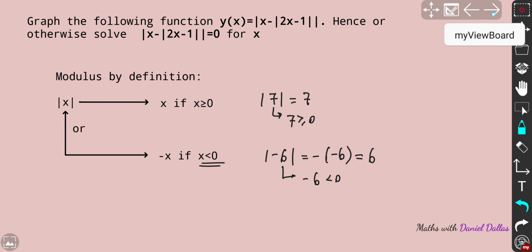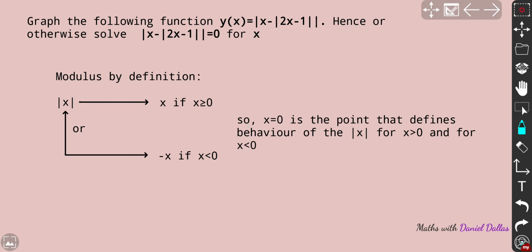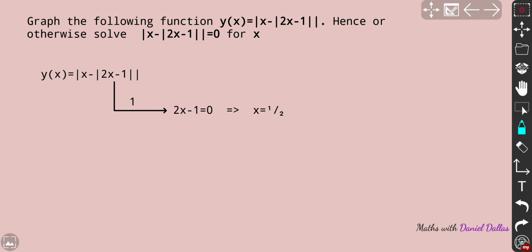Let's get to the next step. If we equate the expression inside the modulus to 0, this is going to be the splitting point. By solving that we get the point that defines the behavior of the absolute value for two ranges: on the right side of the splitting point and on the left side of the splitting point. In this case, x equals 0 is the splitting point. So applying this approach to our case, we would like to start from the inside or interior modulus expression, which is 2x minus 1.